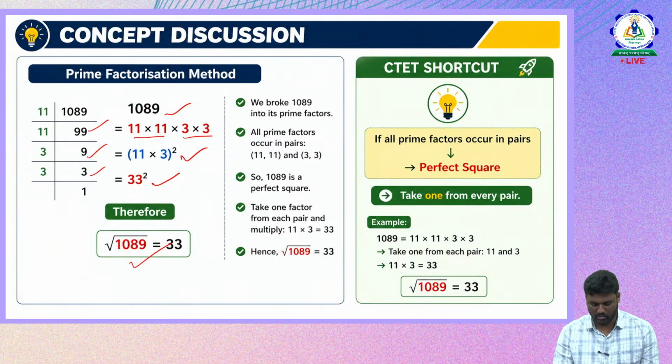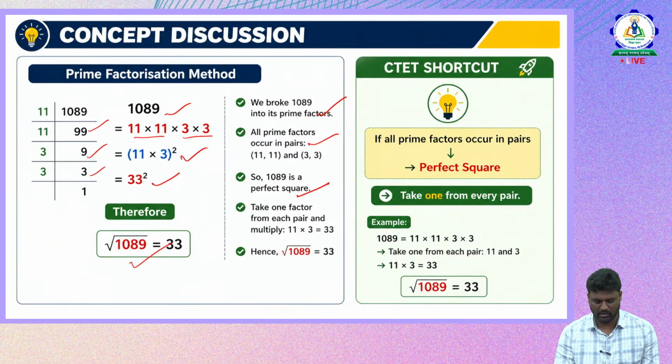Okay, so what we have done in order to identify the square root is we broke the given number 1089 into its prime factors, and all prime factors occur in pairs, which we identified, and therefore we say that 1089 is a perfect square. Now take one factor from each pair, and we always get perfect squares in terms of the prime factors.